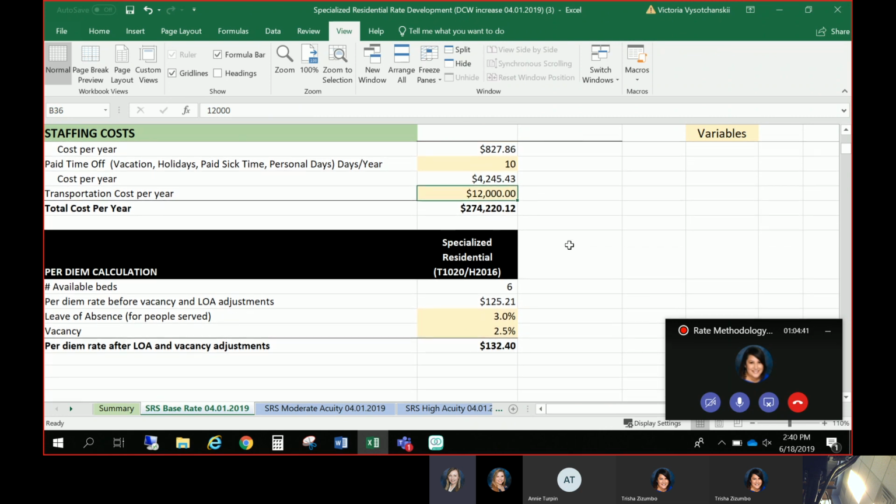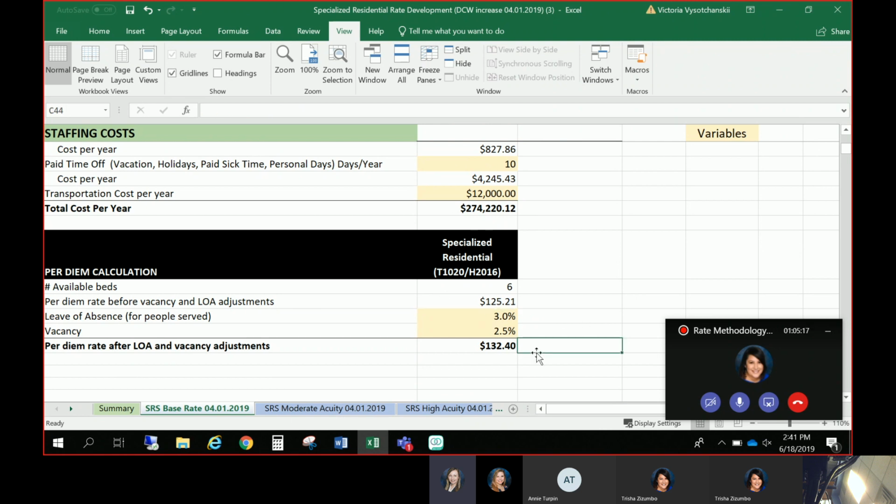So for the base rate, after taking all of those variables into consideration, we made 2 additional adjustments at the very end, one for leave of absence and one for vacancy. So again, leave of absence rate, while it's at 3% for the base rate, this variable will increase once we start getting into the moderate acuity and high acuity, because we do understand that leave of absence tends to increase for individuals that have higher needs.